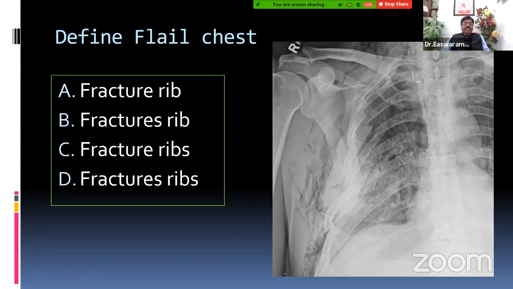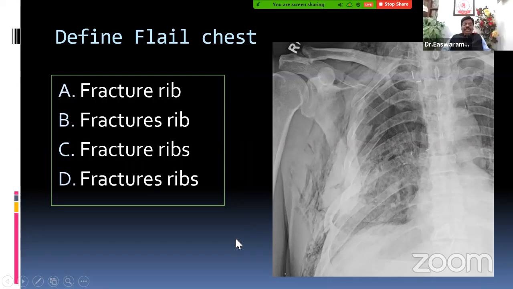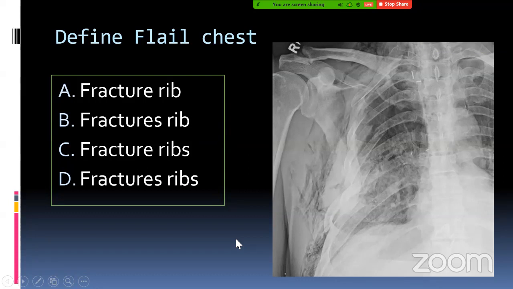Define flail chest, which is the right answer. You can see multiple small fractures here. You can see fractures, subcutaneous emphysema, air packets can be seen even in the supraclavicular region. These are fractured ribs, the classical presentation of a flail chest.